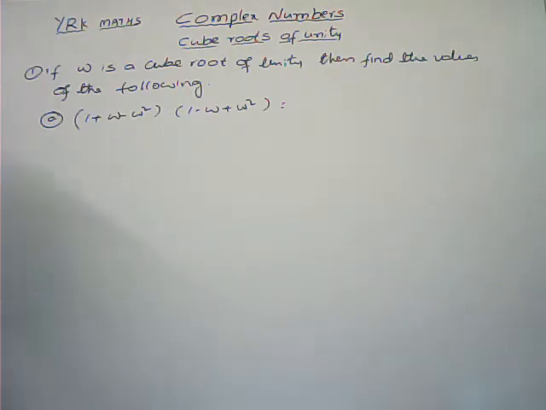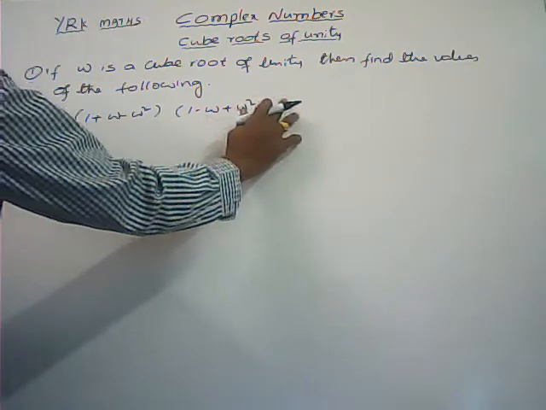Now here we can discuss some problems related to cube roots of unity. First one: if omega is a cube root of unity, then find the values of the following. Here 3-4 bits are given. First one, 1 plus omega minus omega square into 1 minus omega plus omega square. What is the value of this one?